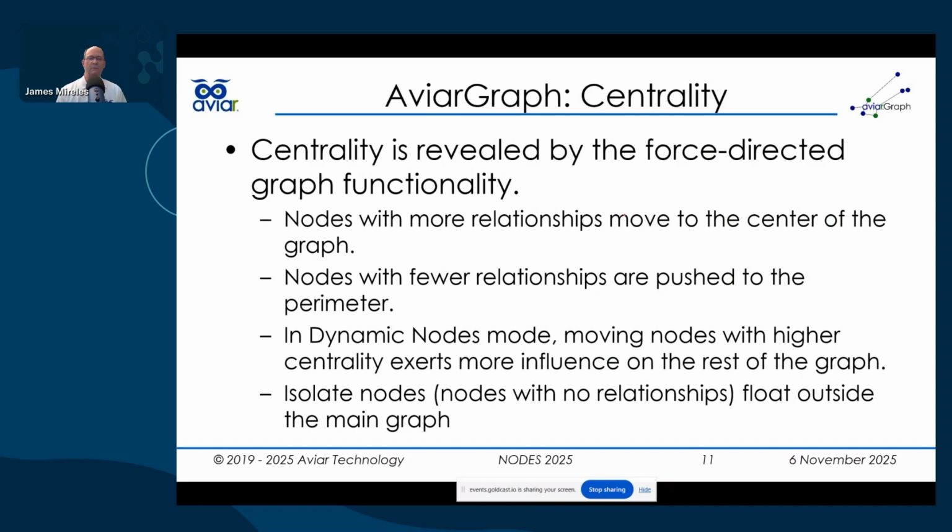Centrality particularly reveals itself easily in a 3-dimensional graph. Centrality is indicated when nodes that have more relationships wind up in the center of the graph. Nodes that have fewer relationships get pushed to the perimeter. And isolate nodes that have no relationships connected to them at all wind up on the outside of the graph.